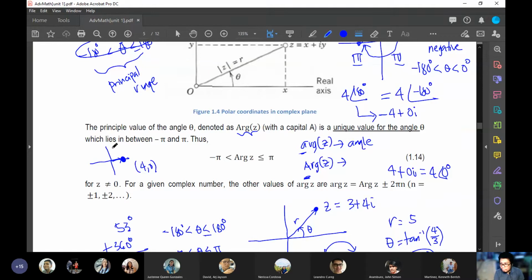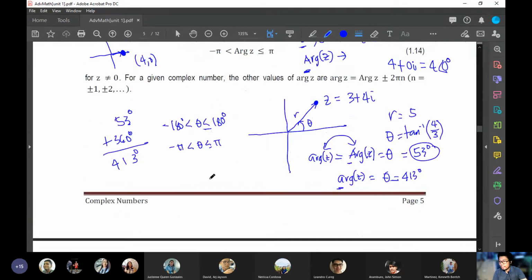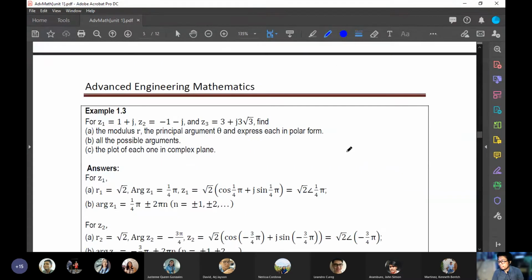Now how about this? If I have a number, say, this one. This is at 0, 4. The coordinate at 0, 4. What is the number in rectangular form first? Zero plus 4j. This is 0 plus 4j or 4i. Correct? Or simply 4i. So which means this is a purely imaginary number.